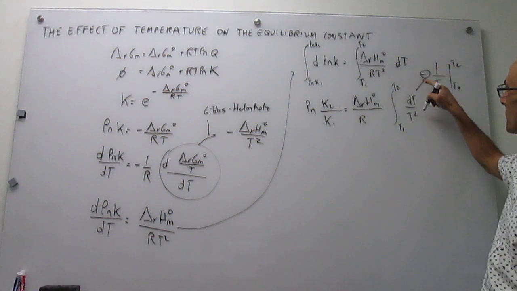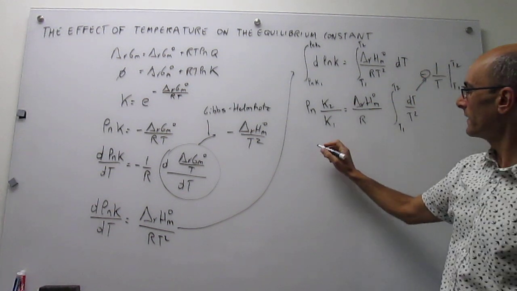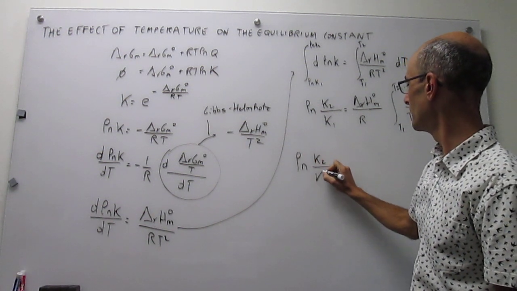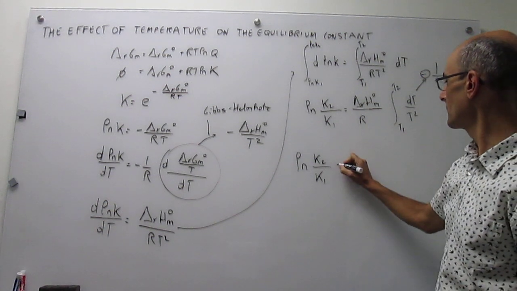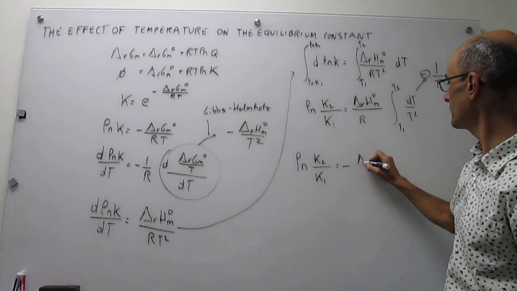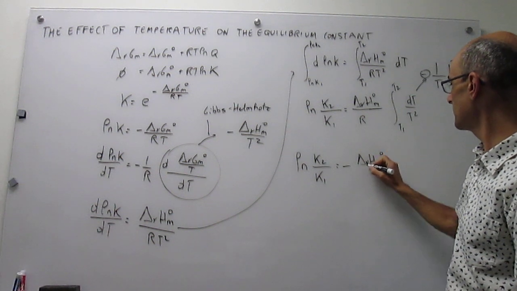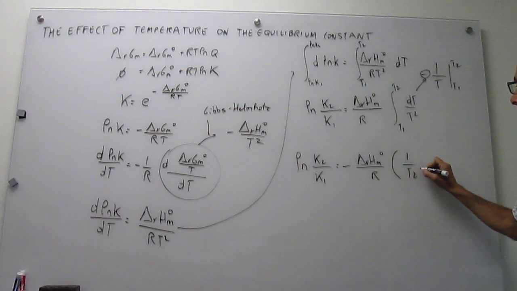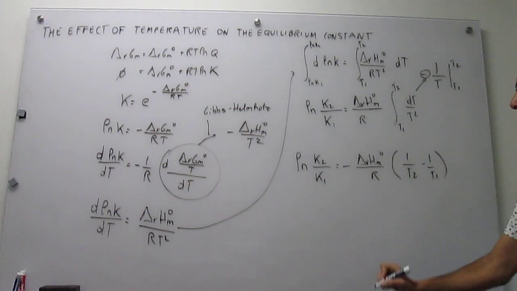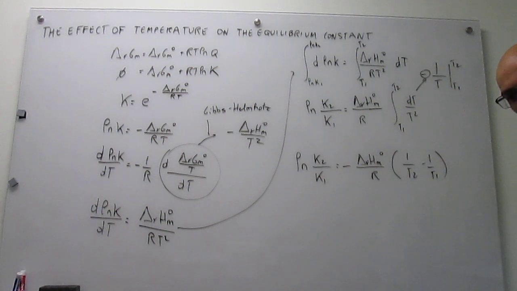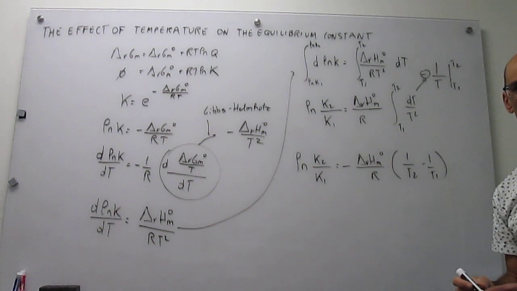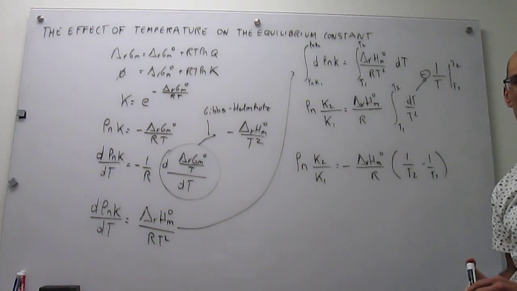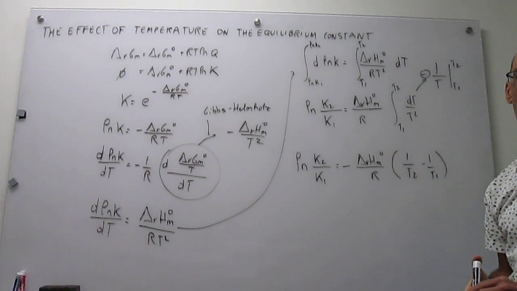I'm going to rewrite this so that this negative sign is going to be placed right in front of there. That is going to be the natural log of K2 over K1 is going to be equal to minus the reaction enthalpy at the standard state divided over R, and then 1 over T2 minus 1 over T1. This is called the Van't Hoff equation, and I should remind you that Van't Hoff received the first ever Nobel Prize in chemistry for work related to this, and specifically to osmotic pressure.